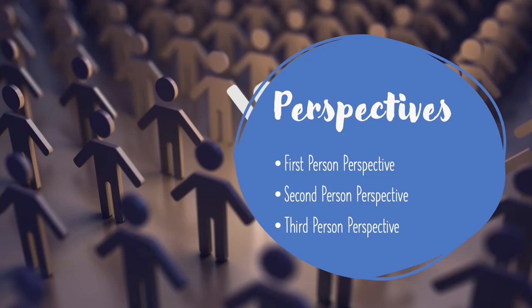Number one, using I or us in the first person. So you are telling this story in the first person. You are telling things like, this is what happened to us, this is what I did, and so on.